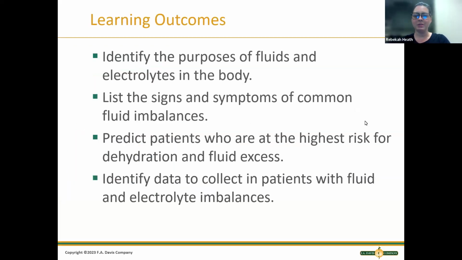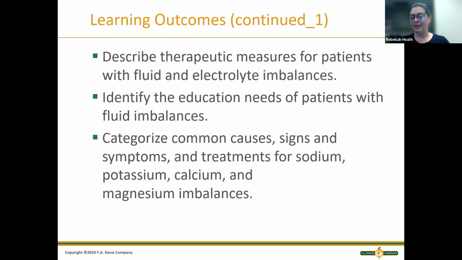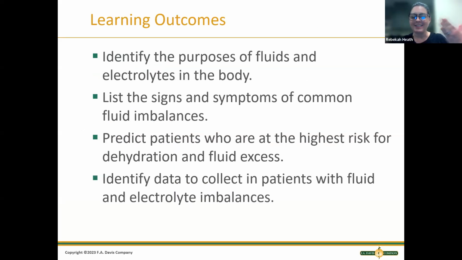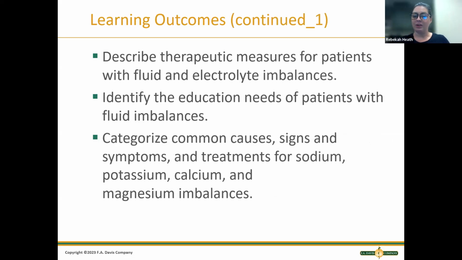All right, so our outcomes are going to be identifying the purpose of electrolytes in the body and fluids. What are the signs and symptoms when they're imbalanced? We want to predict who are the patients that are highest risk. How do we collect data for those patients? Describe what are therapeutic measures. What are the educational needs of these patients?